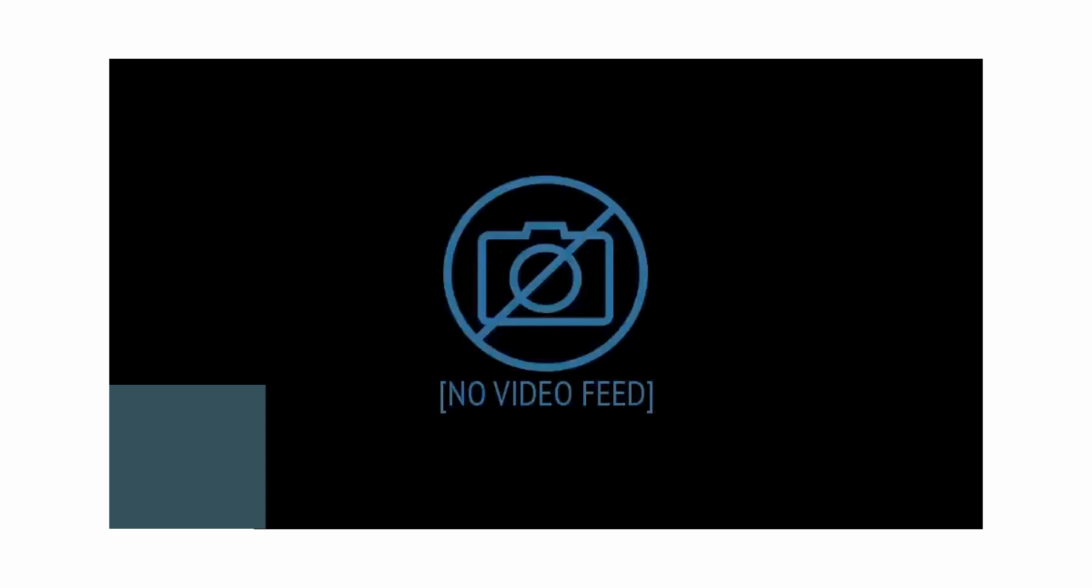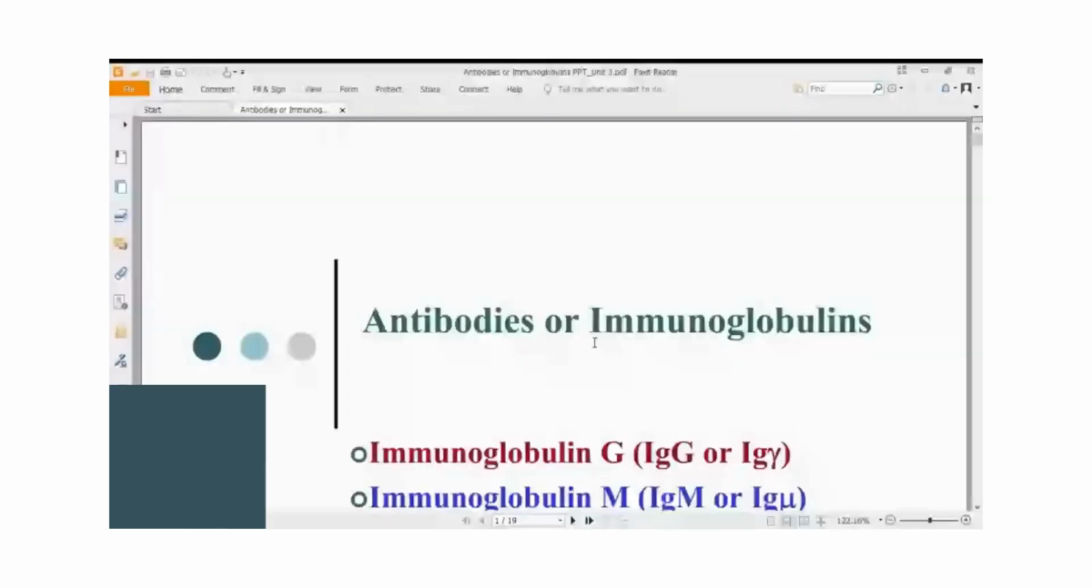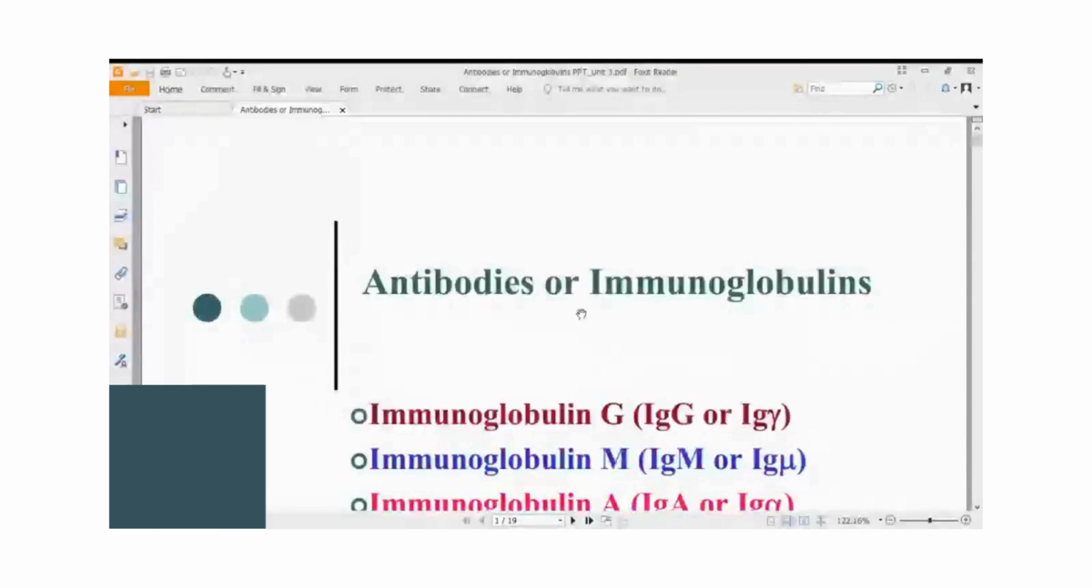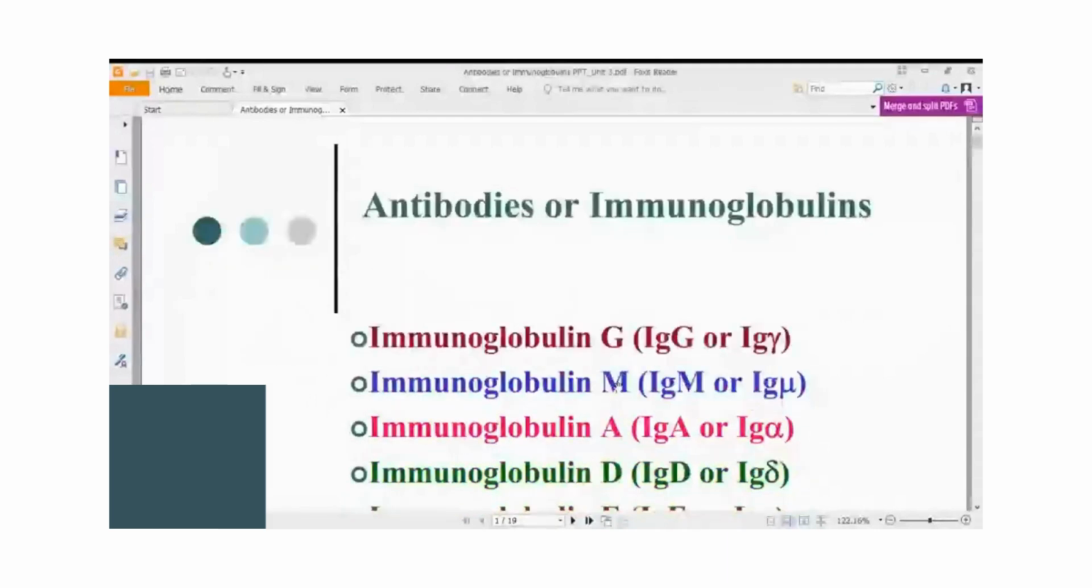I will now show you another slide, and that will be on the antibodies. The antibodies are very important molecules which are responsible for the acquired immune response, and they are part and parcel of humoral immunity. I hope you can see the slide now. So I'll continue with the antibodies.